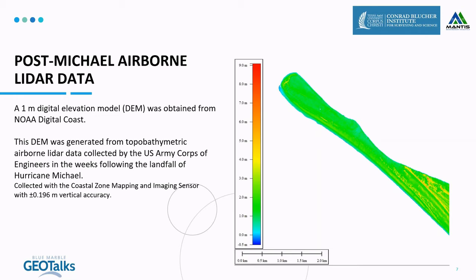And this elevation model was generated from topobathymetric airborne Lidar that the US Army Corps of Engineers collected in the weeks following the landfall of Hurricane Michael. And this specifically was collected with their coastal zone mapping and imaging sensor and has 0.196 meter vertical accuracy. So you can see I was able to clip just the study area, and they sent that data over to me.